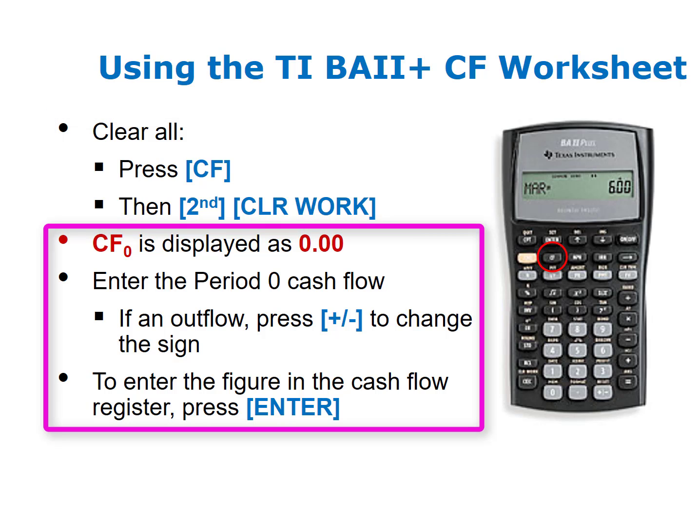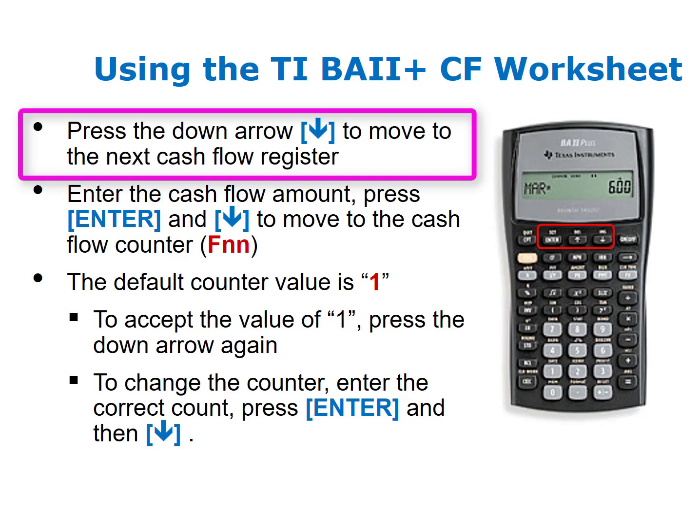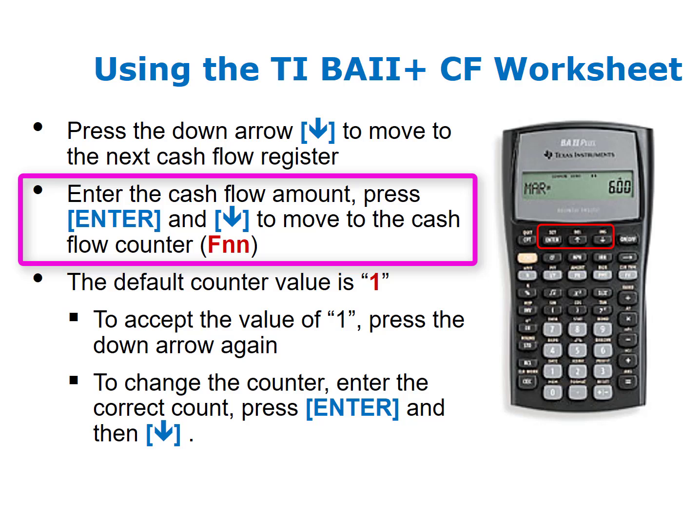CF0 will display. Enter the cash flow 0 cash flow, if there is one, and press enter. Pressing enter is critical. If you don't, the value will not be placed in the register. Think of the cash flow worksheet like a column in Excel. You use the up and down arrows to move down to enter more values. Press the down arrow once and it displays the next CF register. Enter that value, press enter, and down again.